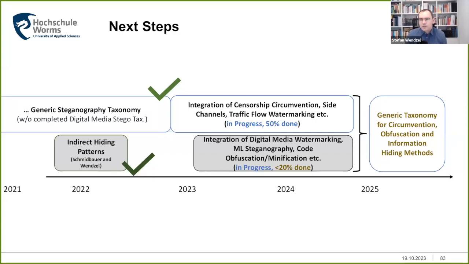Right now, we have more or less finished the generic taxonomy. It still needs to go through the final peer review. The indirect hiding patterns are already published. We extend the current taxonomy to other domains as well, and hopefully in 2 years have the generic taxonomy for stego, circumvention, obfuscation, and so on. But it will be essentially the generic stego taxonomy, just with the other domains included.